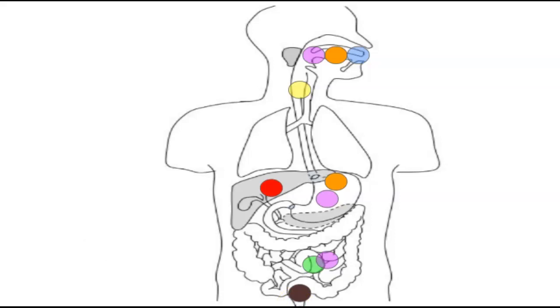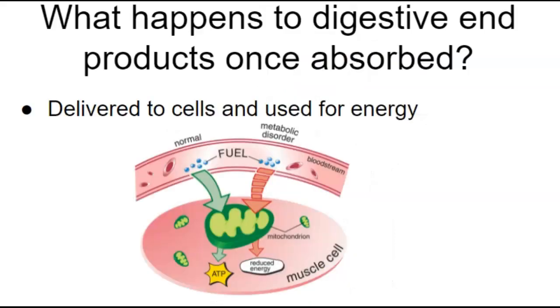The last couple of slides here, we have 3 slides left, and it is just talking about what happens to all of the end products once they're absorbed. What happens to all of the carbohydrates, proteins, fats that we've broken down and absorbed into our bloodstream? So the first thing that happens is they could be delivered to the cells and used for energy. So we can deliver glucose to the cells, and then they can use that sugar to create energy. And we'll talk about the exact process and the way that that happens.